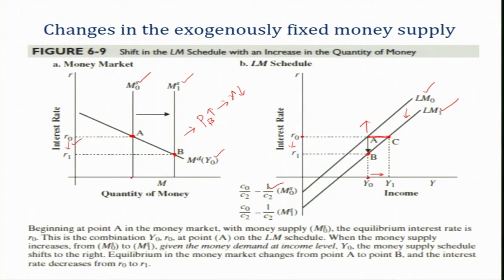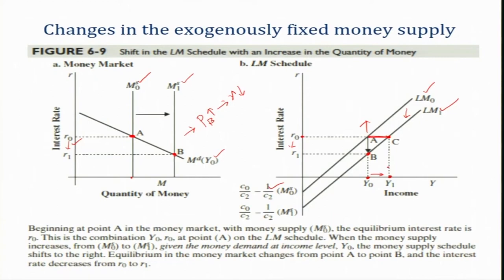The money market equilibrium is possible only at a higher level of income, that is Y1. So there are two interpretations here. In order to ensure money market equilibrium, when the money supply has increased, if the income remains the same, then the rate of interest has to reduce from R naught to R1 for money market equilibrium, where money demand is equal to money supply. In contrast, if the rate of interest should not be changed, then equilibrium is possible only if income is increased from Y0 to Y1, because the money supply has already increased.